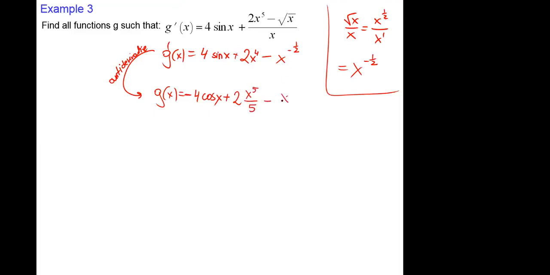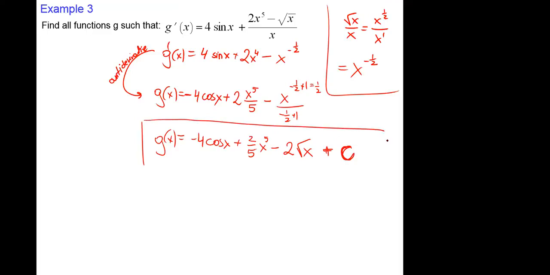And x to the power of negative half, it will be positive half, but I can write, since it's a fraction, negative 4 cosine of x plus 2 over 5 x to the power of 5, and this will be positive half and positive half. Dividing by half means multiplying by the reciprocal, by multiplying by 2, and positive half means the square root of x. Okay, correct? Because this will be 1/2, which is the square root. And at the end, I will add a constant c. Remember, we have to add the constants.